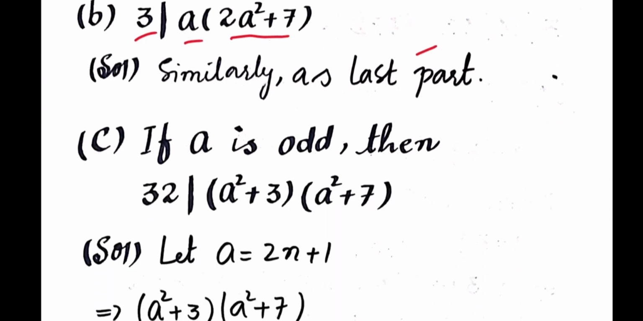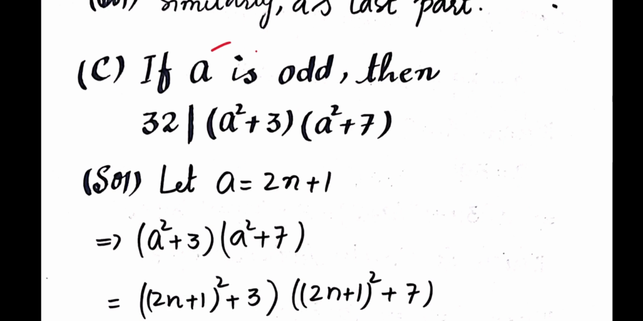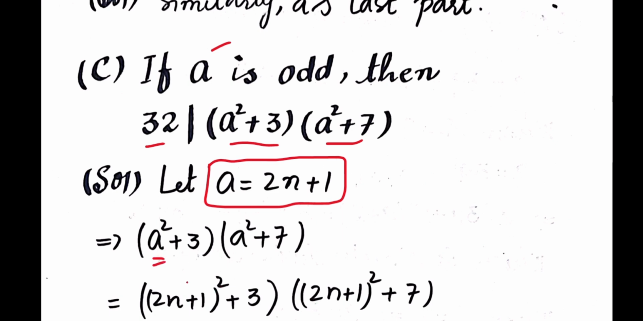In the C part, we have to show if a is an odd integer, then 32 divides this product, a square plus 3 into a square plus 7. As it is given that a is an odd integer, I am letting a is equal to 2n plus 1. So substituting this value of a in the given product, we have 2n plus 1 square plus 3, 2n plus 1 square plus 7.